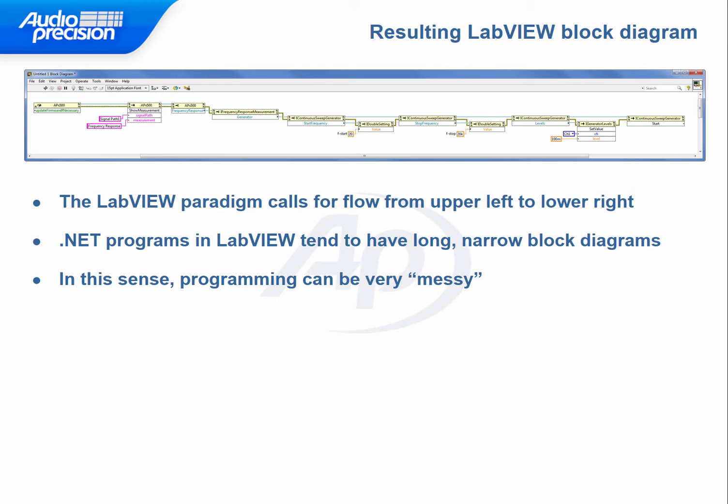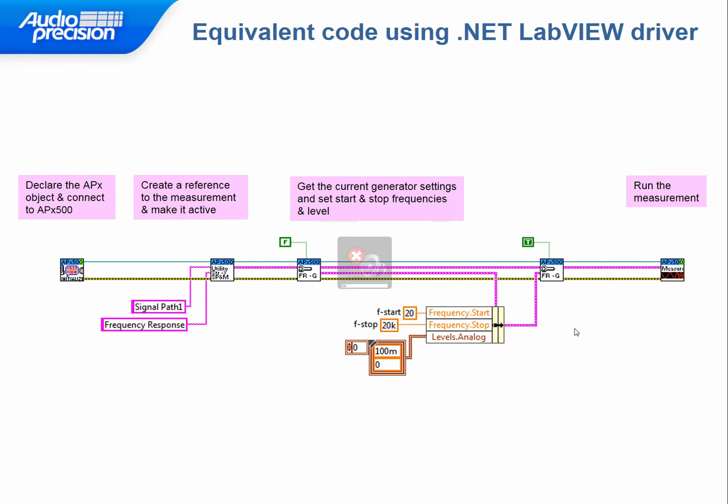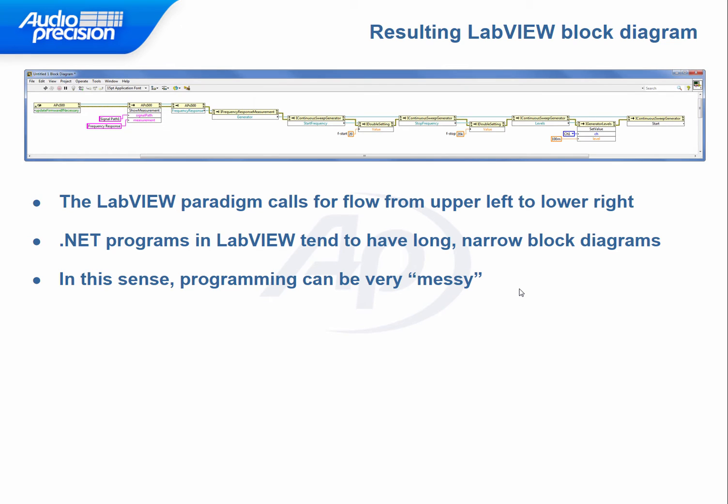We tend to relax this requirement when working with .NET programming because of the nature of these very long, narrow block diagrams. So in our code, we often have the block diagram of a VI spanning, say, 2 monitors because the diagrams are so long and narrow. Because of this feature of .NET programming in LabVIEW, these block diagrams can be very messy in the sense that they're difficult to deal with and they span a couple of screens.